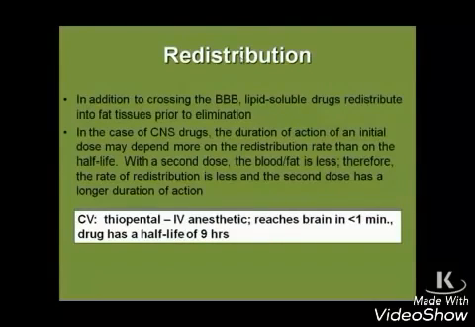We also have the concept of redistribution. Okay? Redistribution is actually how some drugs are handled within the body, because in addition to crossing the blood-brain barrier, very lipid-soluble drugs can redistribute, of course. Where's the lipid-soluble drug going to go? It's going to go into the fat prior to elimination. And in the case of CNS drugs, this could be an important concept because the duration of action of an initial dose may actually depend more on redistribution than on its half-life.